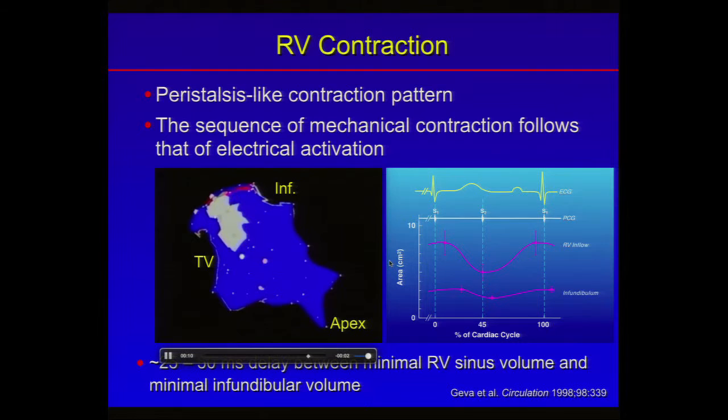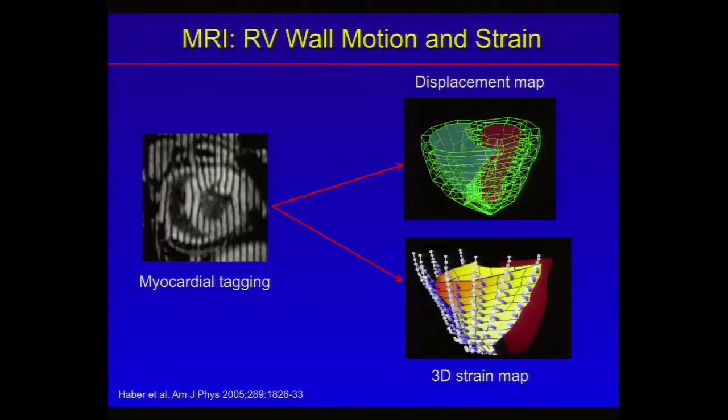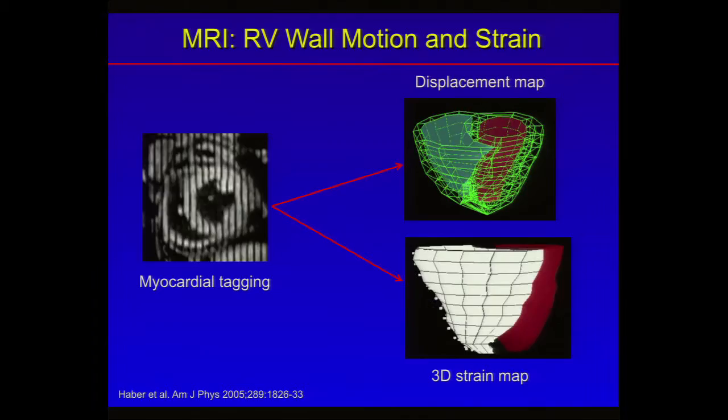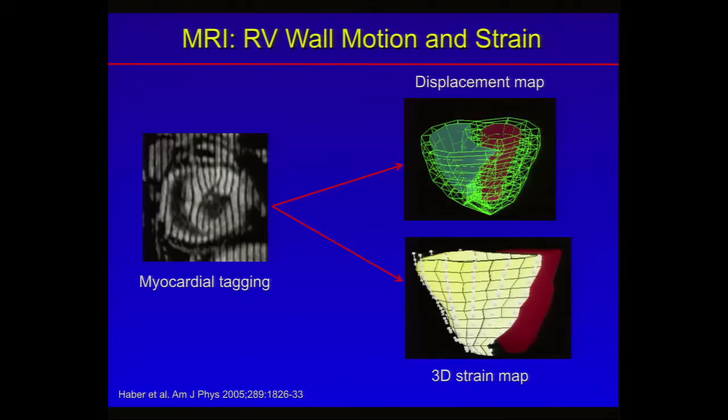And this is a project that we did 17 years ago, but as best I can tell, the results still hold. We used fairly primitive tools at the time, but basically demonstrated that the infundibulum, the outlet part of the right ventricle, contracts approximately 25 to 50 milliseconds later than the minimum RV sinus volume. Since then, we have had the opportunity to work with more sophisticated tools, and this is work led by Edith Haber, using myocardial tagging to construct three-dimensional displacement and strain maps of both ventricles, but the work focused on the right ventricle.